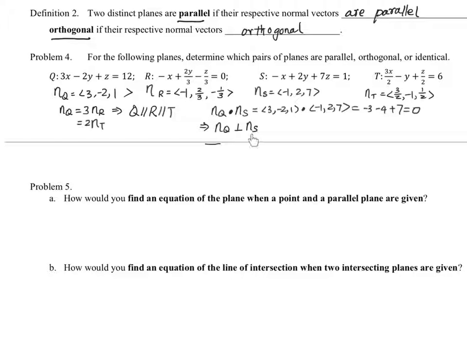From here, we do know that plane S is orthogonal to plane Q, and because Q, R, and T are parallel, S is orthogonal to all those 3 planes. So therefore, S is orthogonal to all those 3 planes Q, R, and T.